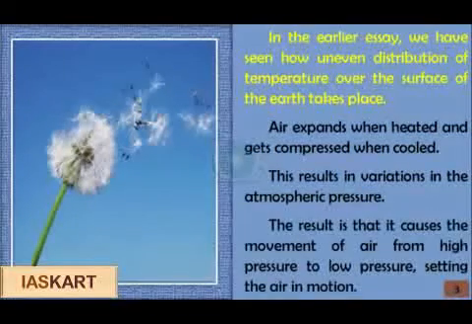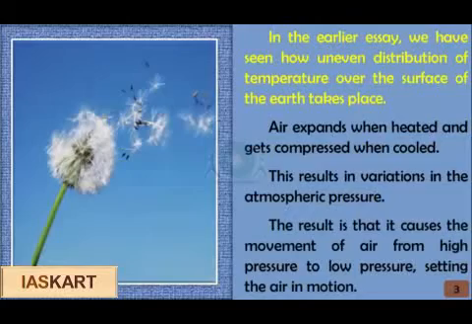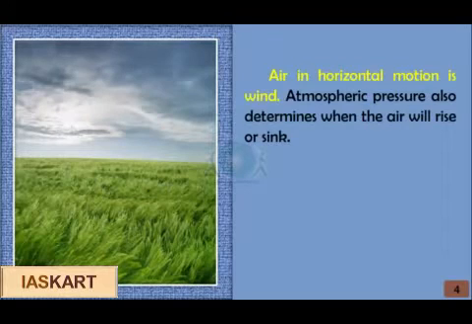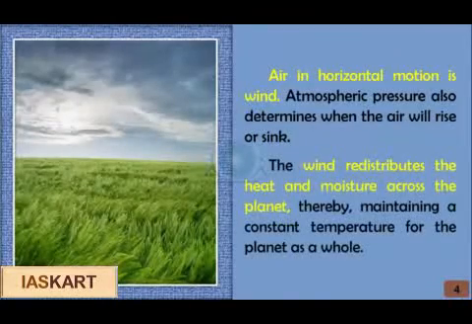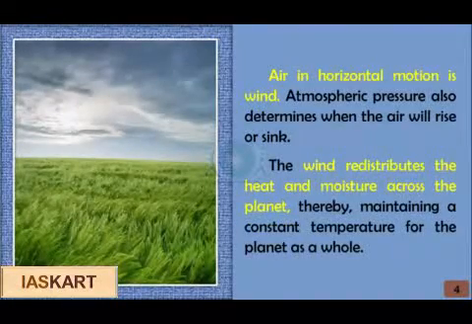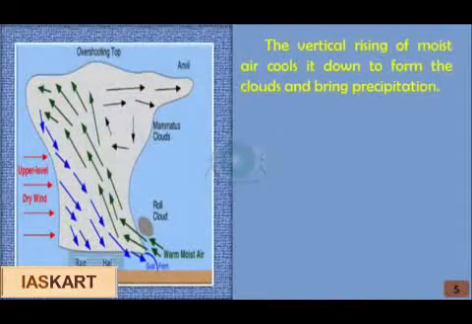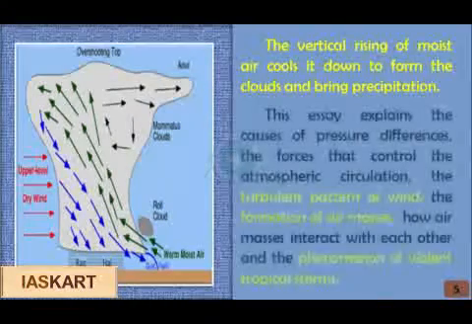The result is that it causes the movement of air from high pressure to low pressure, setting the air in motion. Air in horizontal motion is wind. Atmospheric pressure also determines when the air will rise or sink. The wind redistributes the heat and moisture across the planet, thereby maintaining a constant temperature for the planet as a whole. The vertical rising of moist air cools it down to form the clouds and bring precipitation.